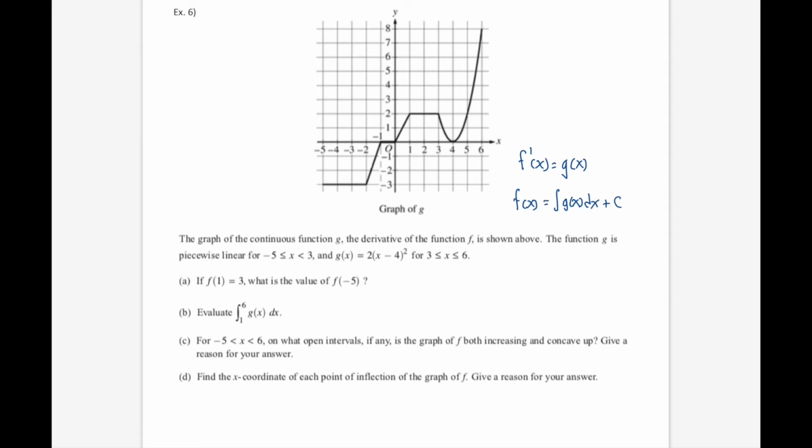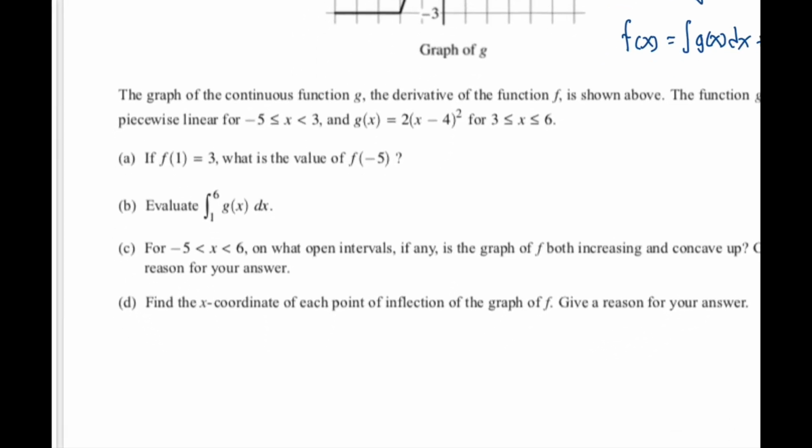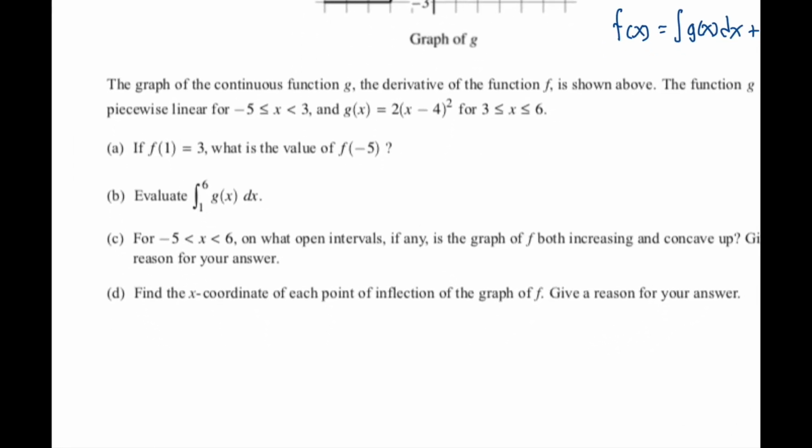So g is this piecewise linear function, so we've got line, line, line, line, line, and then we have this parabola from 3 to 6. Let's take a look at this first part. If f of 1 is 3, what is the value of f of negative 5? So we're given that f of 1 is 3. We need to work backwards for f of negative 5.